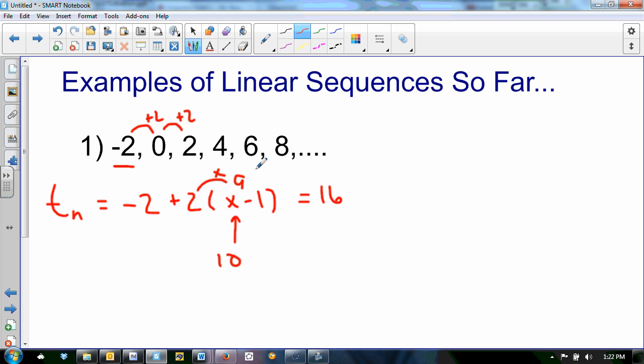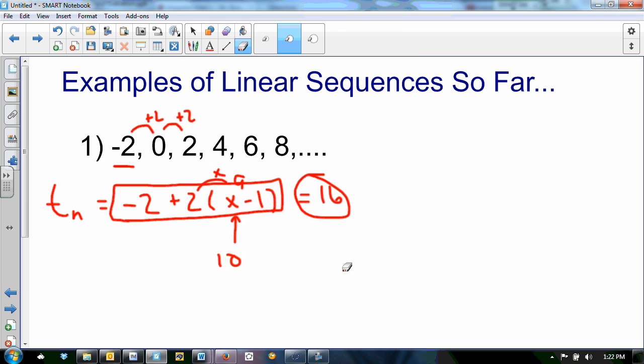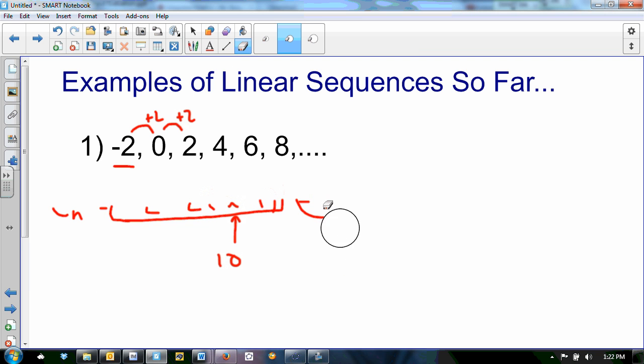So we know that the 10th term of this sequence would be 16, okay? So writing the rule is very important to be able to do that, and then also finding specific term values. Now, one thing that I want to do is connect to you guys the simplified version of this equation here. So I'm going to erase all this real quick.